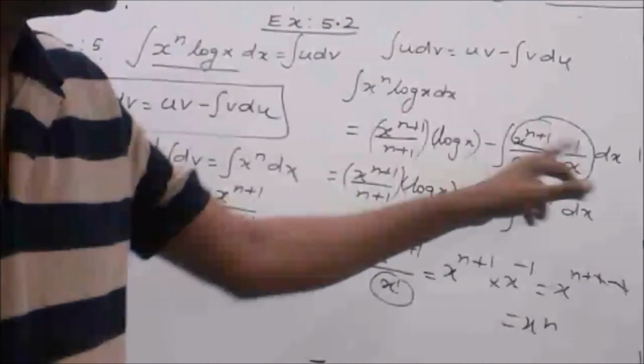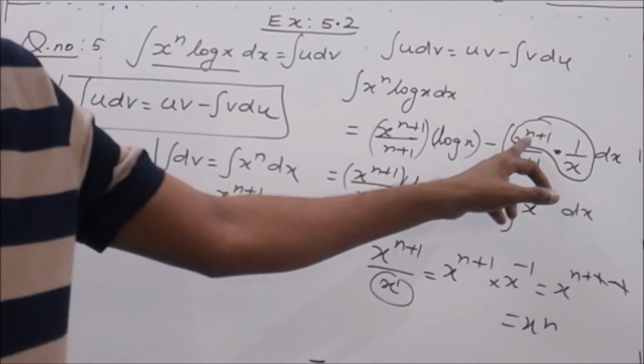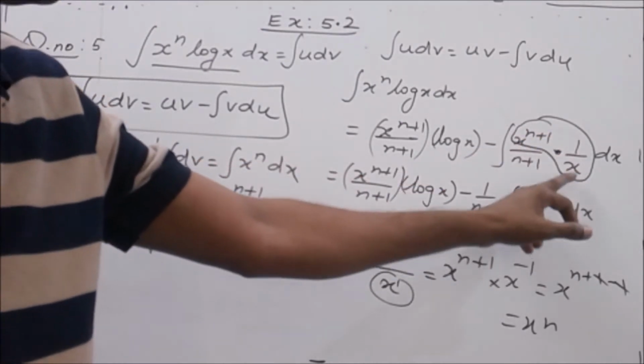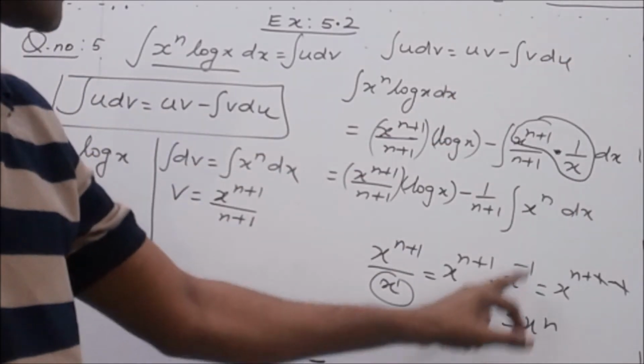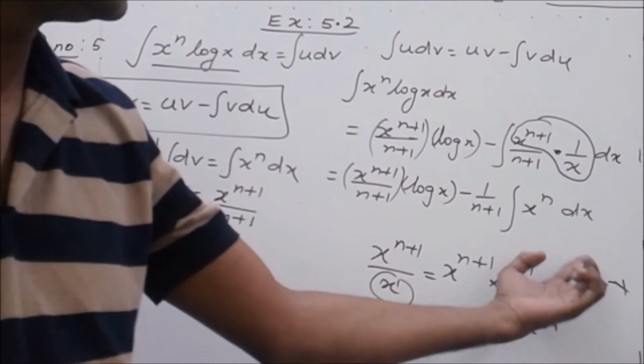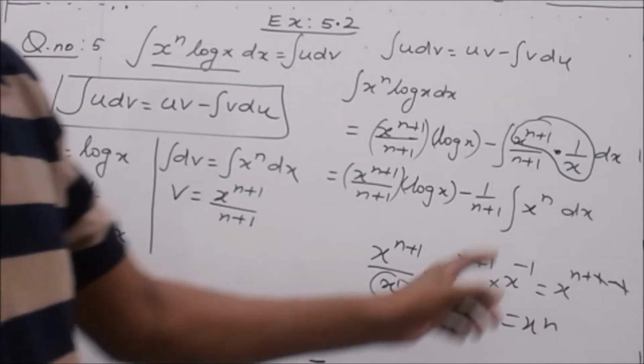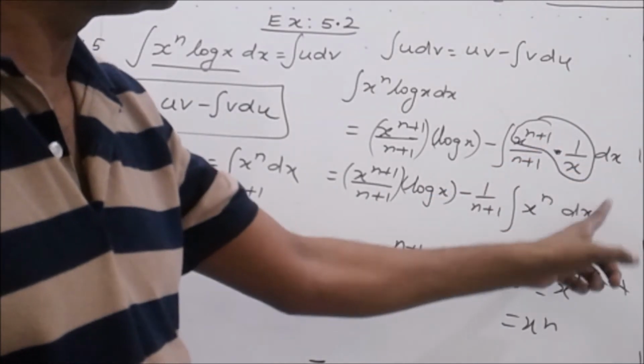uv minus the v du. 1 by n+1 is constant taken out. Remaining is x^(n+1) into 1 by x. This 1 by x to the numerator, minus x. When we multiply, the powers are added, n+1 minus 1. These two get cancelled. Remaining is x^n, so the remaining is x^n into dx.